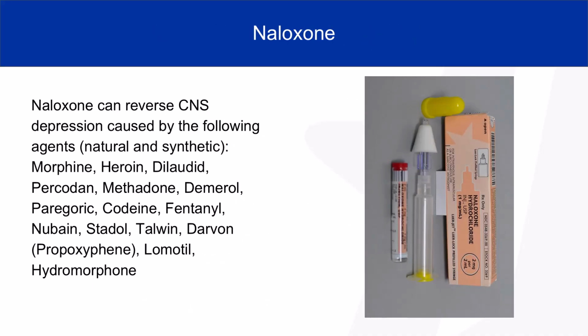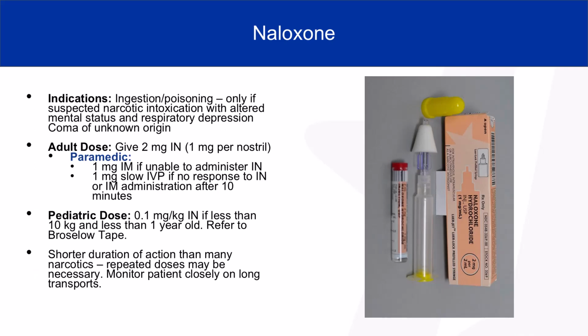Naloxone can reverse CNS depression caused by the following agents, both natural and synthetic: morphine, heroin, Dilaudid, Demerol, codeine, fentanyl, and hydromorphone. Indications for naloxone administration include ingestion and poisoning, only if suspected narcotic intoxication with altered mental status and respiratory depression. Adult dose is 2 milligrams IN, 1 milligram per nostril. You can give 1 milligram IM if you are unable to administer IN. You can also give 1 milligram slow IV push if no response to IN or IM administration after 10 minutes.